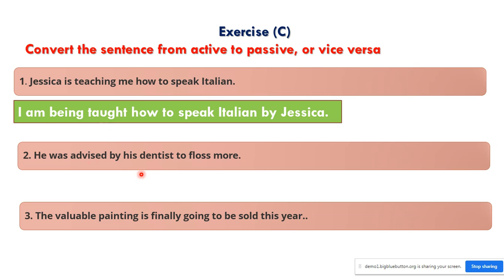He was advised by his dentist to floss more. He was advised: verb to be followed by the past participle of advise. So is that passive or active? This is passive. He here is the subject, but it is the recipient of the action of advising. And his dentist is the object, but it is the doer of the action. So now I need to convert this passive sentence into an active one.